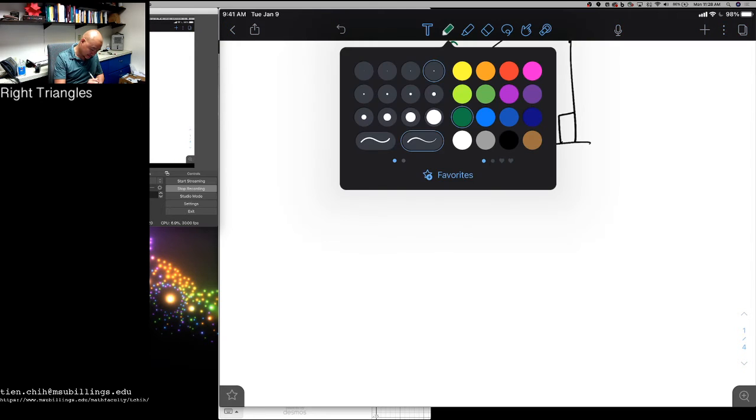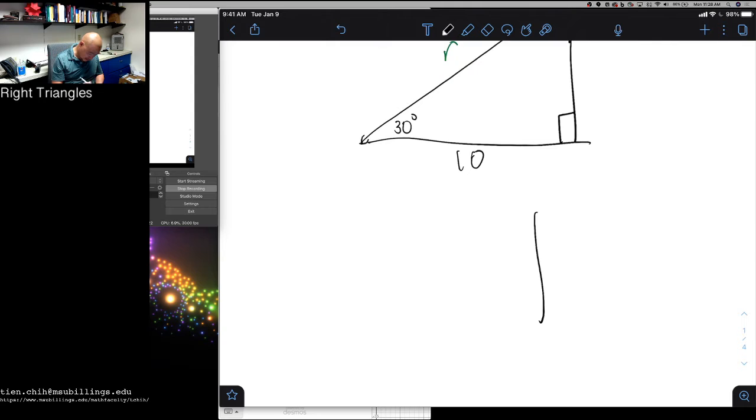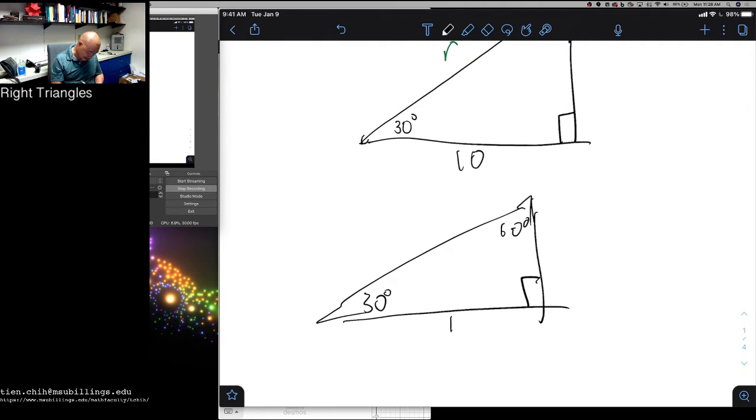We'll revisit this idea. So this is my right angle. This is 30 degrees. This is 60 degrees. This base is 10, right? And this is R, right?